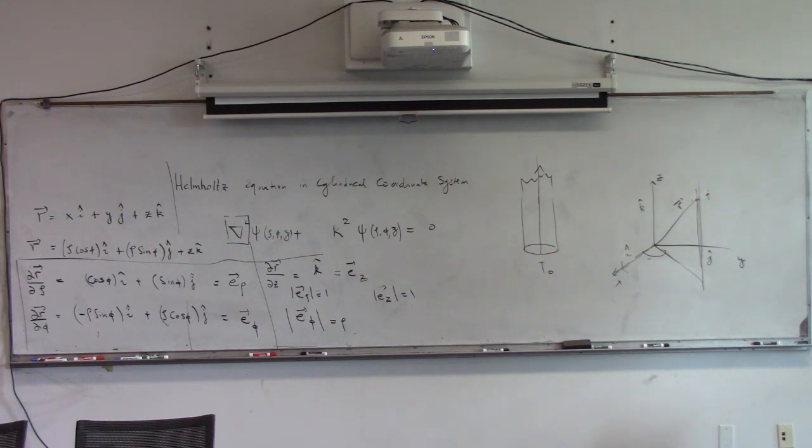If I dotted E rho with E phi, what happens? Dot product of E rho with E phi is 0, right? And the dot product of E phi with Ez is also, like i dot k, j dot k, also 0, right? They are orthogonal. So what we have done is we have generated 3 orthogonal vectors, E rho, E phi, and Ez.